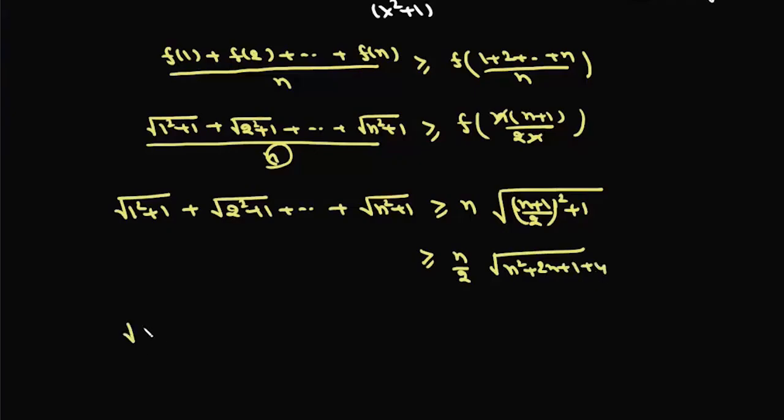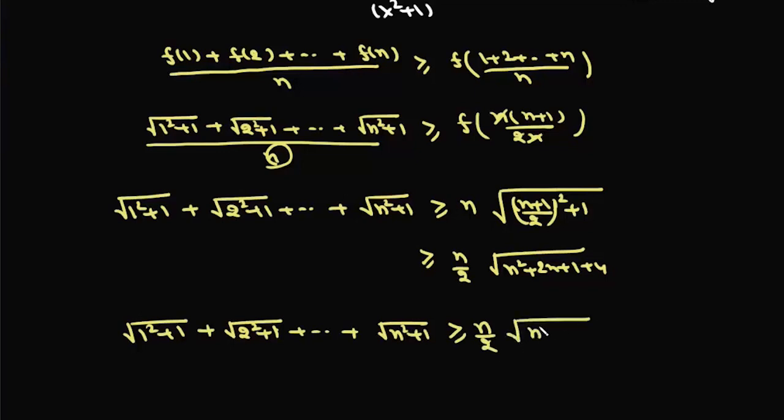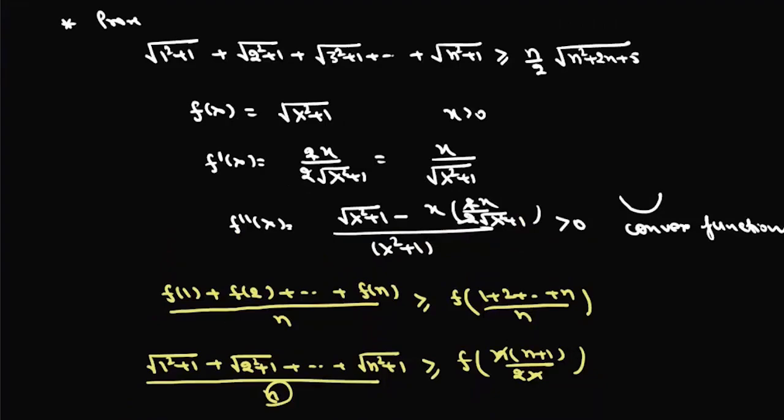So we can write under root of 1 square plus 1 plus under root of 2 square plus 1 up to under root of n square plus 1 will be greater than or equal to n by 2 into under root of n square plus 2n plus 5, which is what we need to prove in this question.